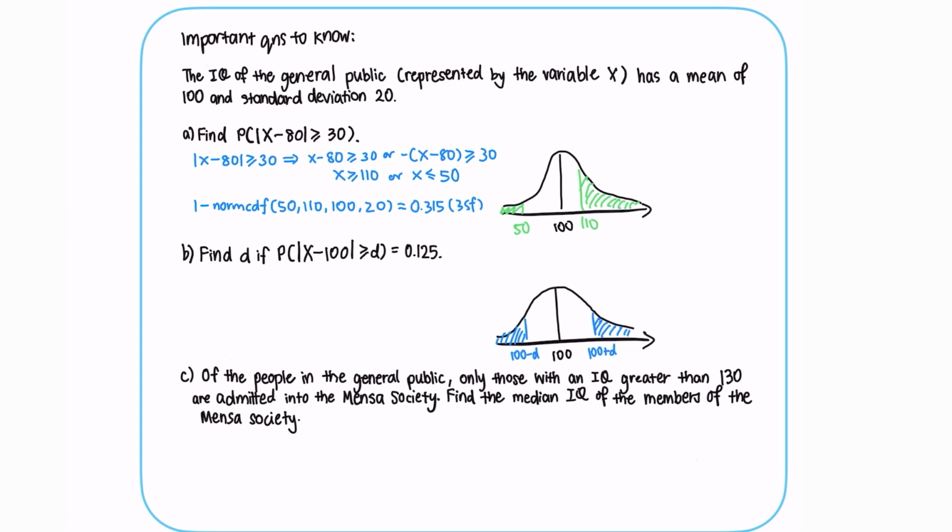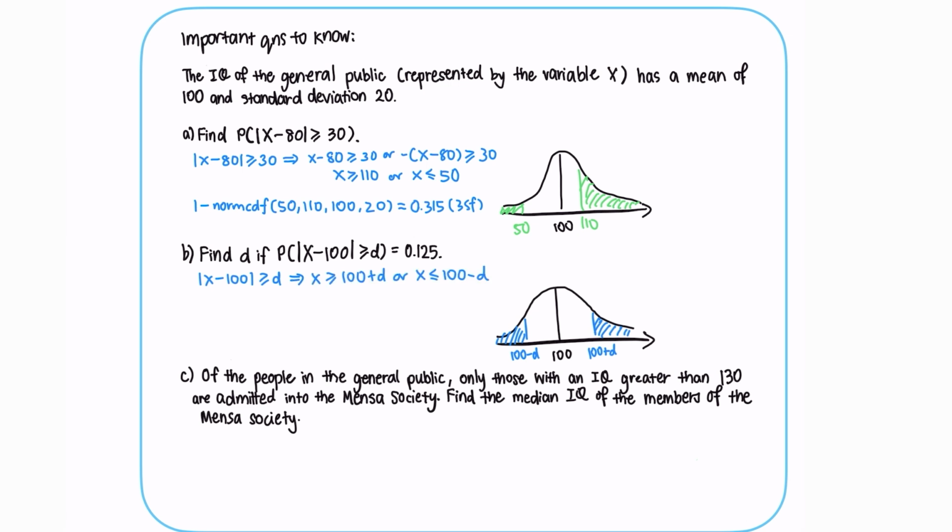Now the next one, find d if the probability that mod x minus 100 is more than or equals to d is 0.125. So from the get-go, we know that we'll be using inverse norm. Why is this so? We are given the probability and we're trying to find d over here. Let's solve this inequality.